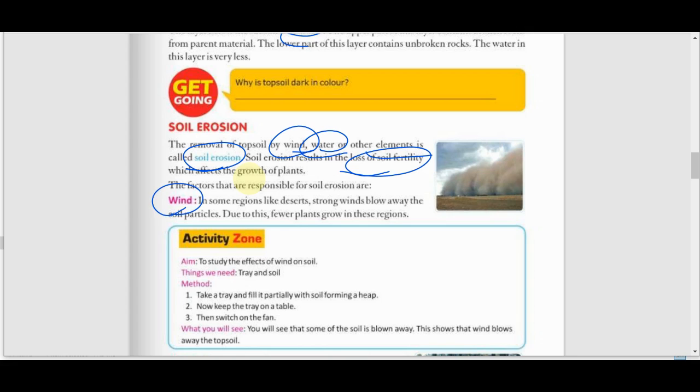Firstly, we will discuss the wind and how it can be responsible. Sometimes strong winds, I think you know, those winds whose speed is very high, we have seen very frequently in desert areas. These winds will blow away the soil particles, the topsoil particles. So definitely it will reduce the soil fertility and affect the growth of plants. So we can say the wind is also responsible for soil erosion.